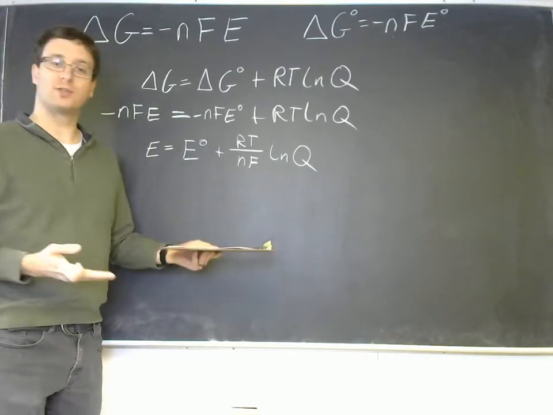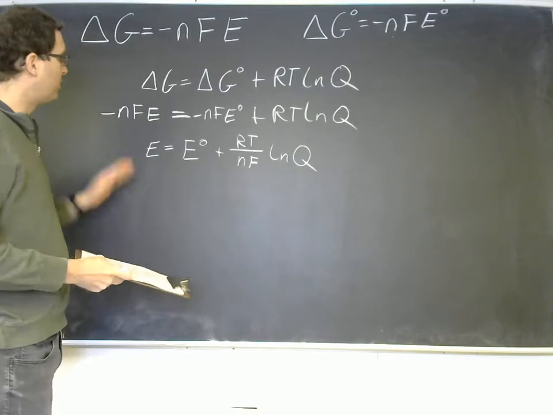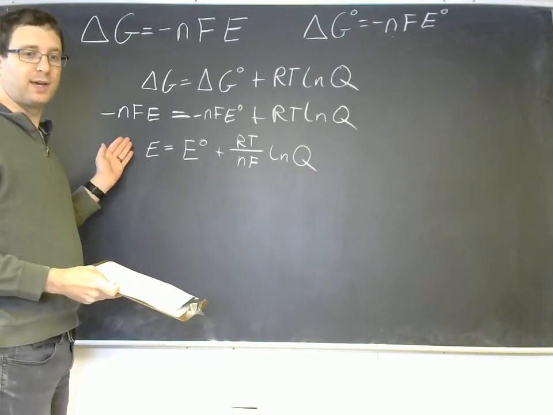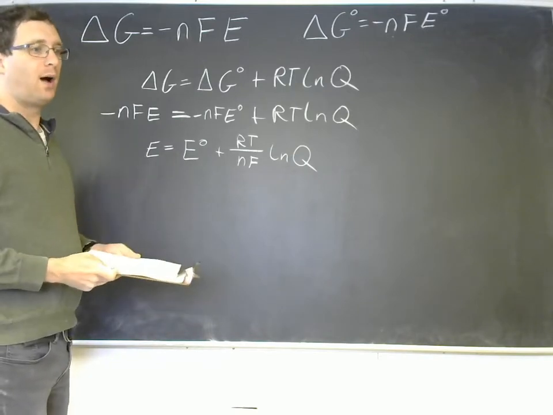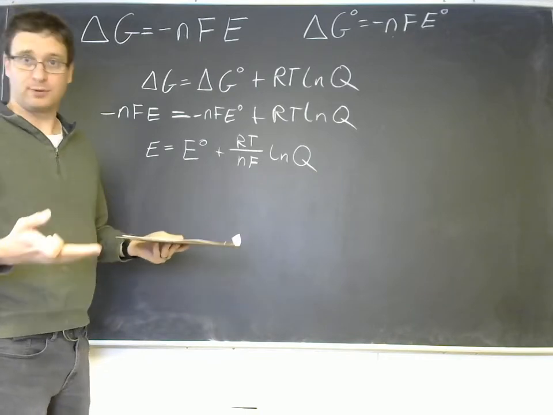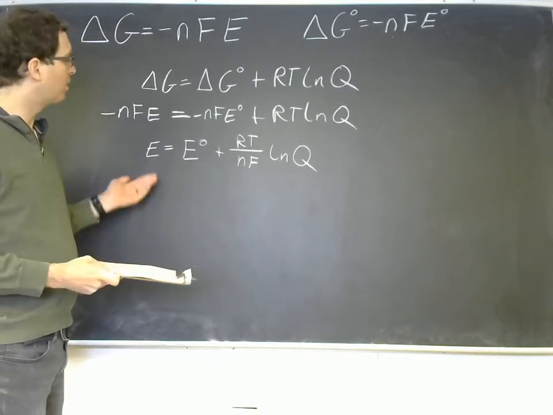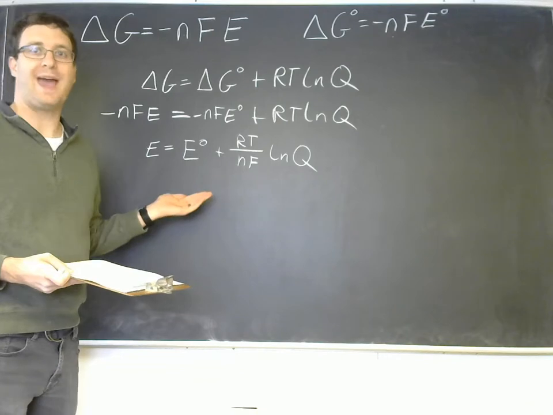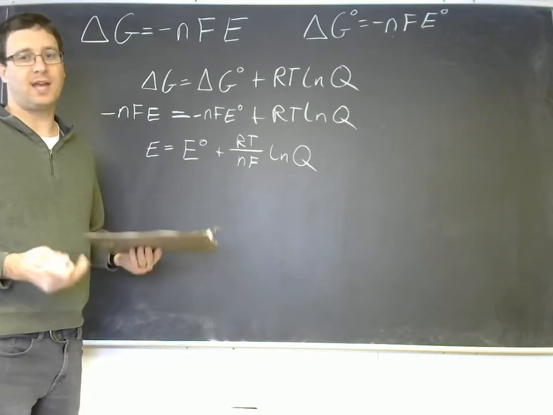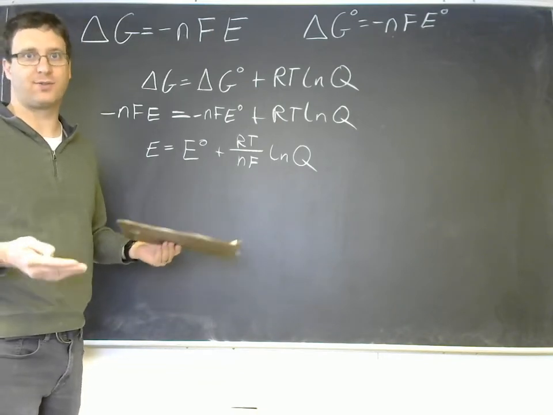Now, you can apply the Nernst equation to a complete cell, like we're about to do, but I want to point out you can also apply the Nernst equation to a half cell. If you look at the table of reduction potentials for half cells, then those are standard reduction potentials.